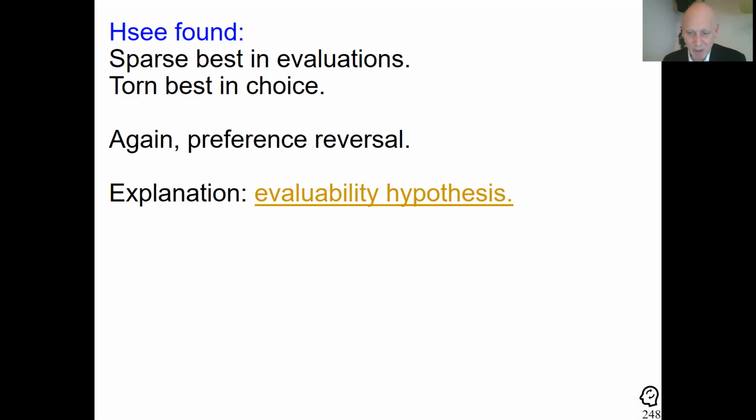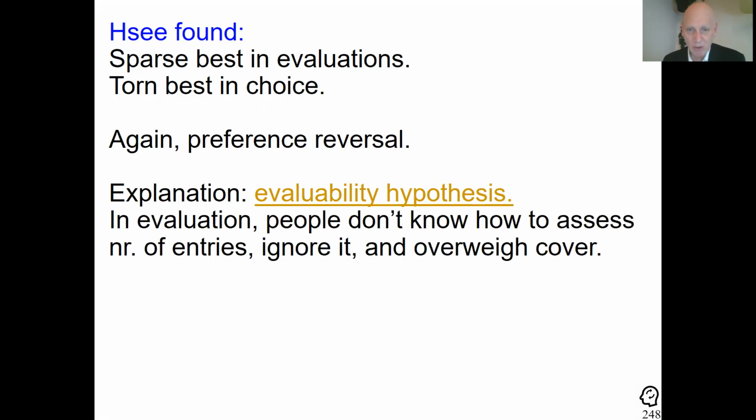He says that is happening here. If people are in a situation of monetary evaluation, they don't have much clue about 10,000 entries or 20,000 entries, and don't have much feeling how much that is worth. But the cover is very easy and clear and salient to them. So their judgment goes mostly by the cover. That's why the torn book gets a lower monetary evaluation than the other one.